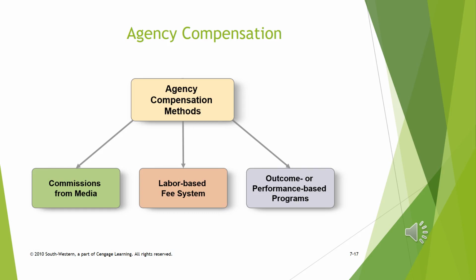Agency compensation. There are 3 agency compensation methods. The first one is commissions from media. Next, labor-based fee system. And lastly, outcome or performance-based programs.